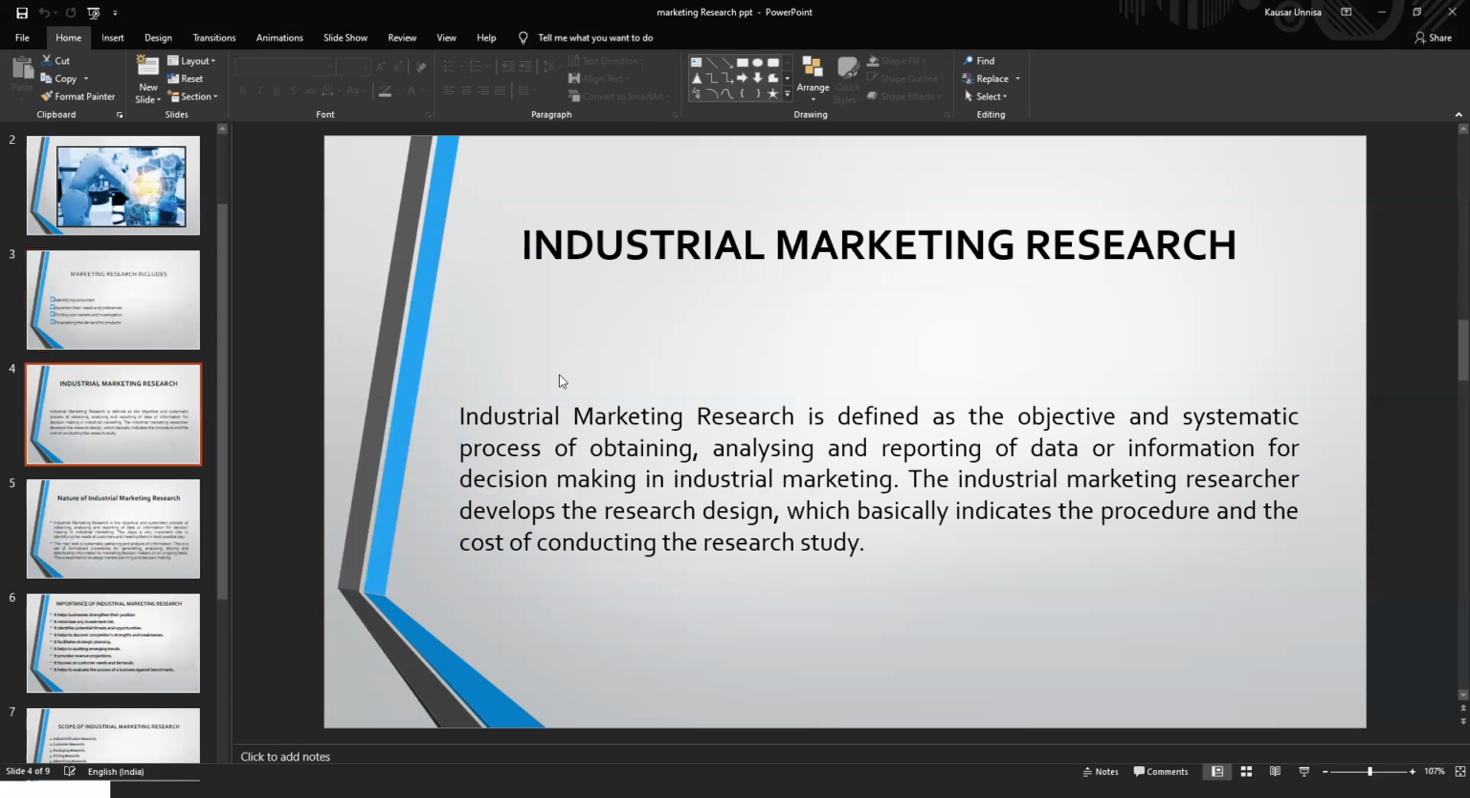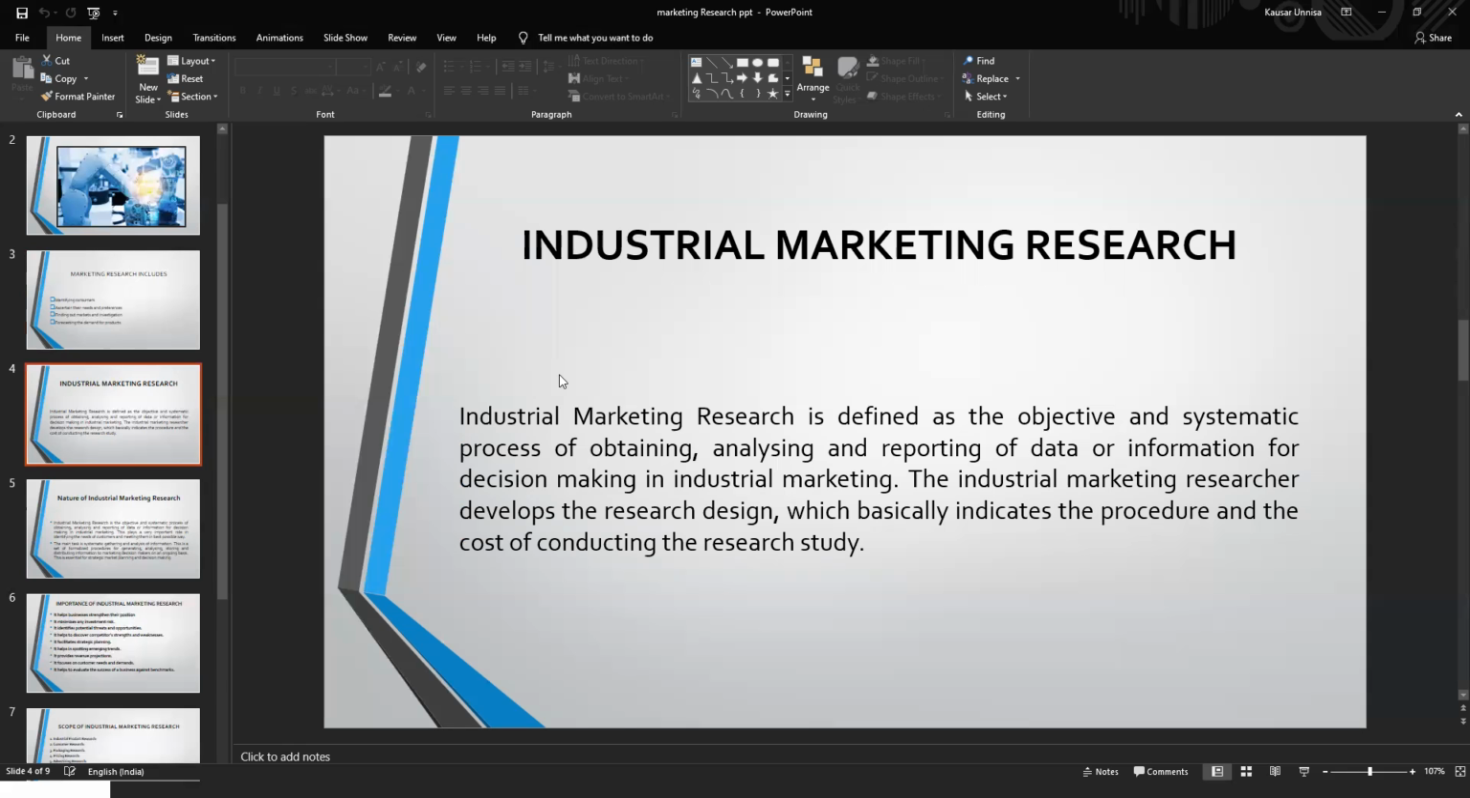So we go towards industrial marketing research. Industrial marketing research is a systematic process of obtaining, analyzing, and reporting data, and also decision making of industrial marketing. The marketing researcher has to develop the designs, which will introduce the procedures and the cost for conducting the research activity.